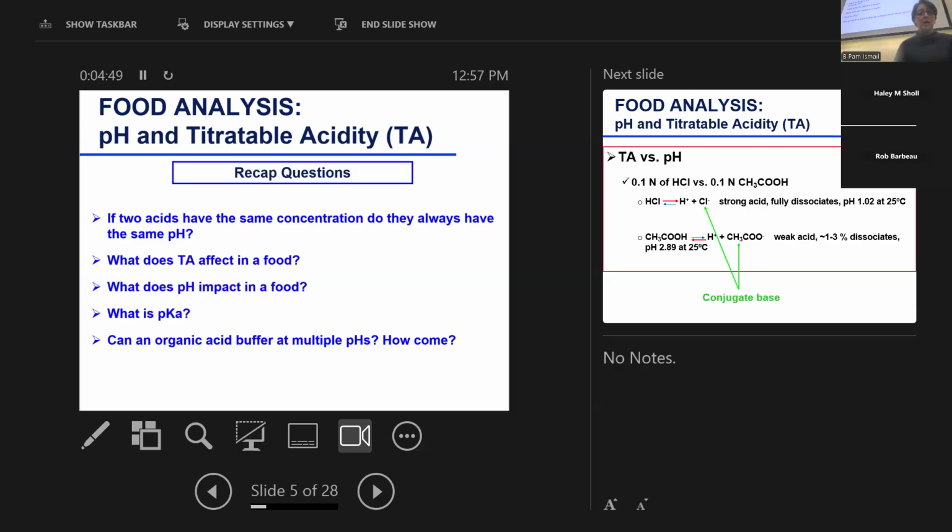Can an organic acid buffer at multiple pHs? I think we mentioned it briefly last time. Why do you think so? Because of the carboxyl groups. How many carboxyl groups? Acetic acid has one carboxyl group, for instance, so it has one pKa, so it buffers at one pH, whereas citric acid has three carboxyl groups. So it can buffer at three different pHs, because each of these carboxyl groups will have a different dissociation factor. And if they have different dissociation factors, that means they have different pKas.